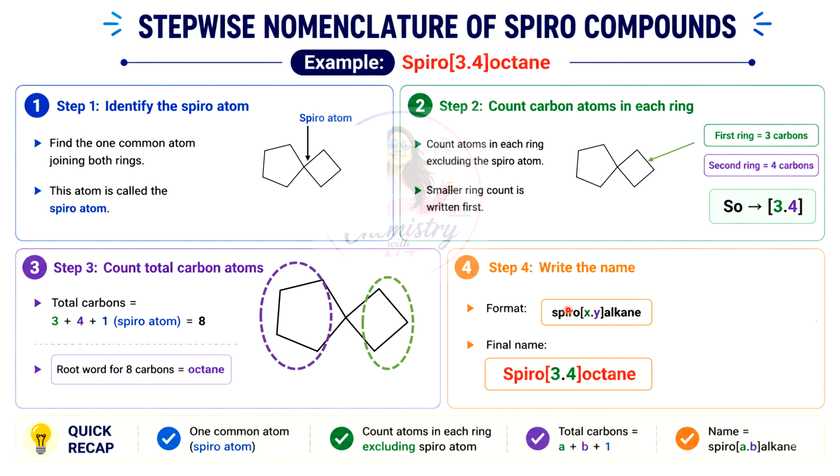Finally, write the complete name in this format: first spiro, then x, the smaller ring number, and y, the larger one, then the alkane name. So for this compound we can write spiro[3.4]octane, first the smaller number, then the larger one. So first we find the spiro atom, then count carbons in both rings excluding the spiro atom, then count total carbons, then write the final name.